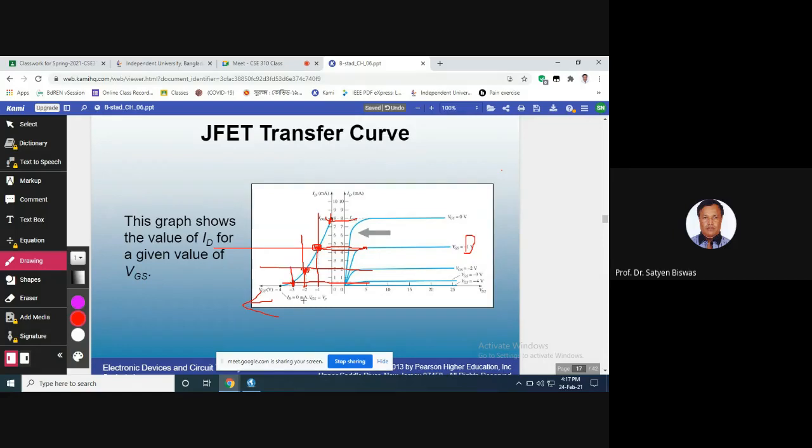So you extend a vertical line, then you get a point. And this is VGS equal to 0. So this is the VGS equal to 0 point, and extend here and extend this point. So now we got this point. Now we'll connect these, right? Do you understand how you get the transfer curve?